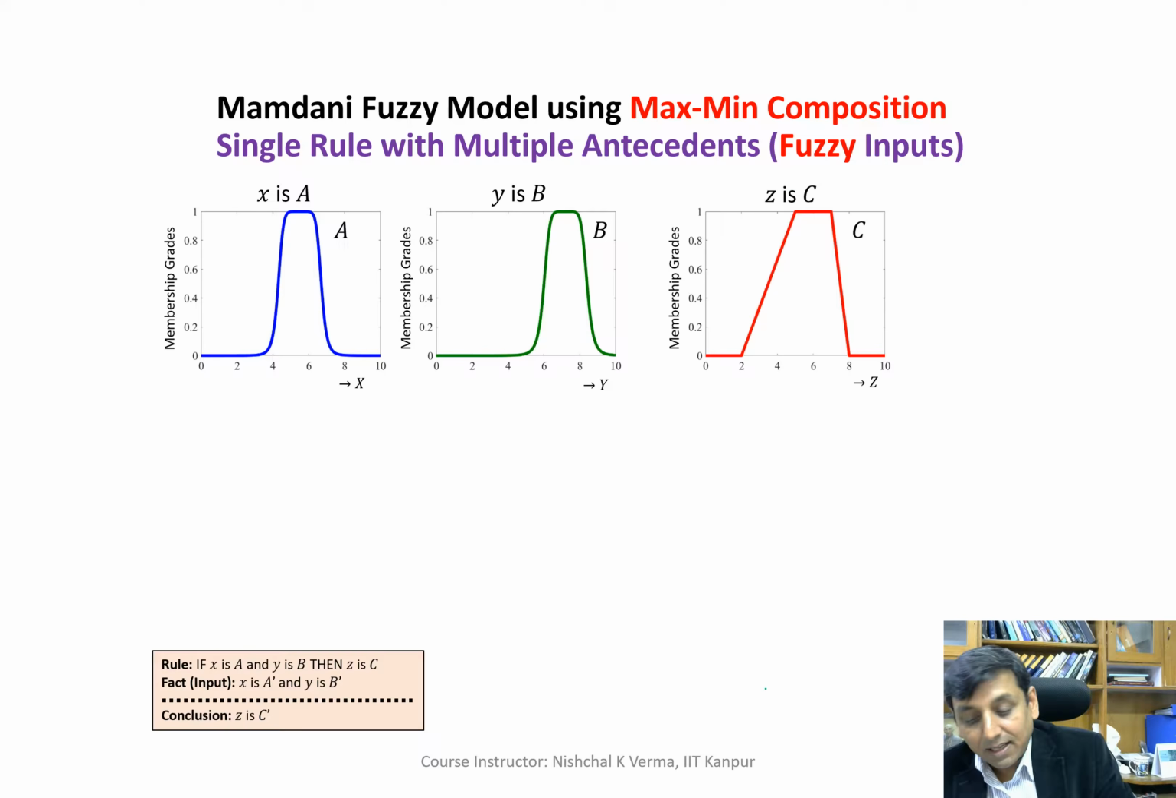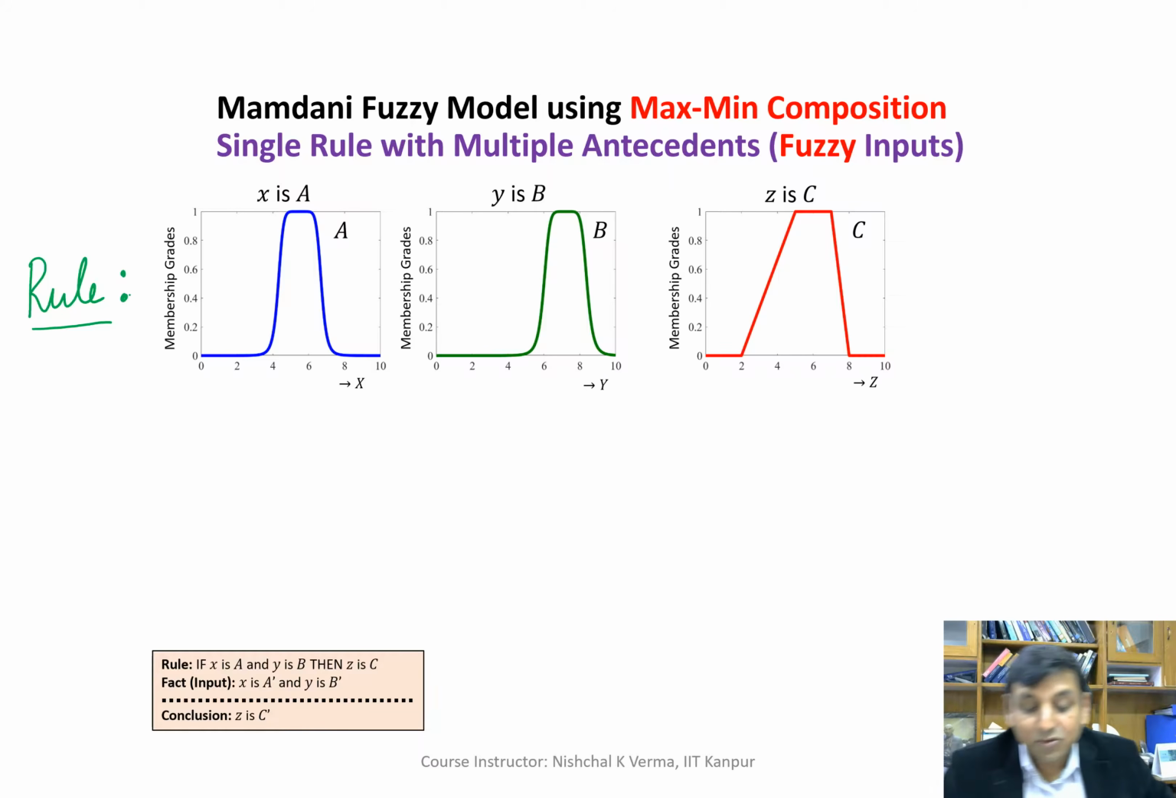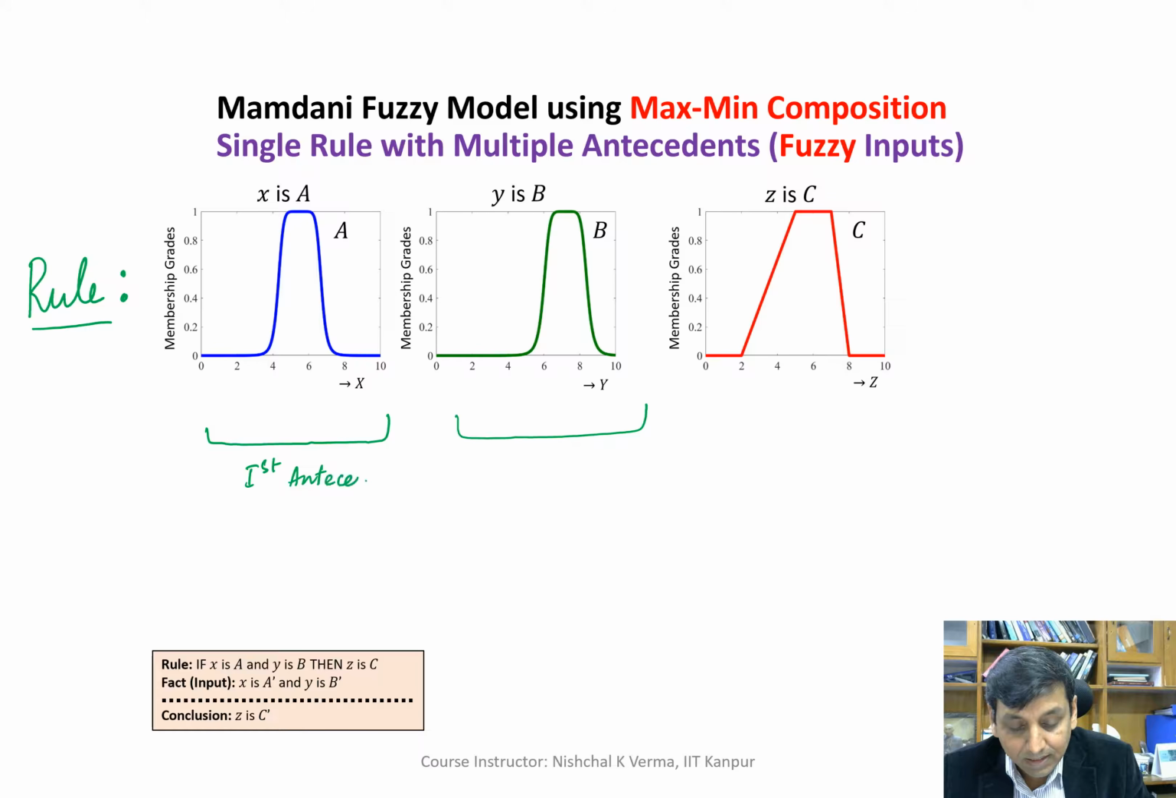So here we see that we have the model available and we have the rule. In this rule we have two antecedents. Here we have the first antecedent, where we have X is A. So this is the first antecedent. The second antecedent is here. So I can write here the first antecedent, the second antecedent.